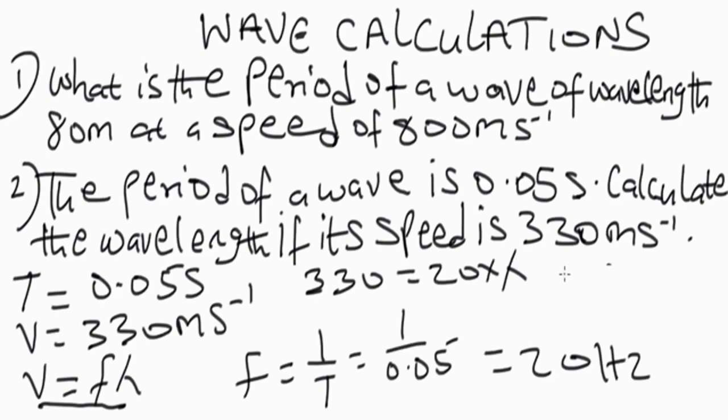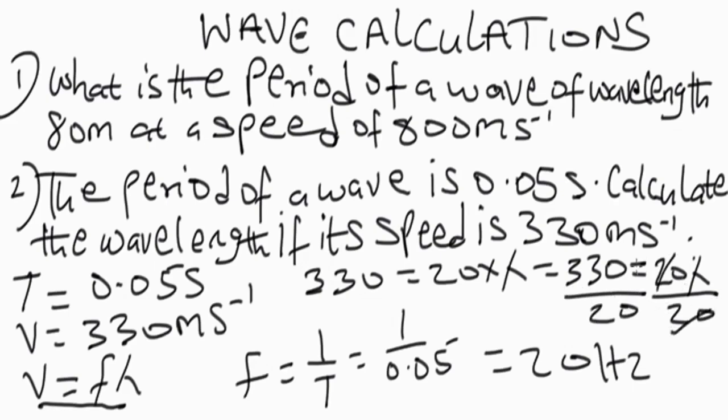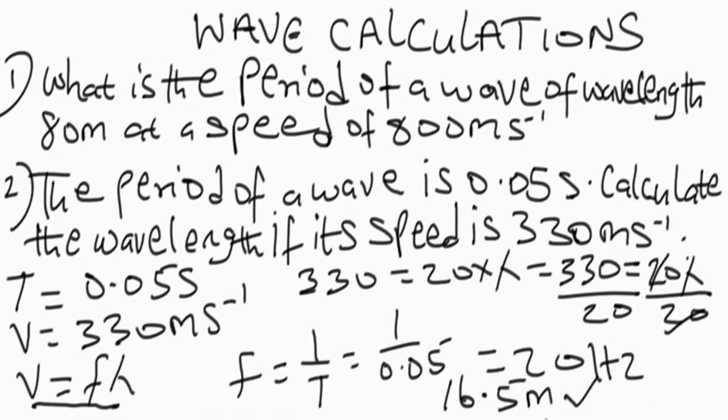So this is something like 330 equals 20 times wavelength. Divide both sides by 20. So 330 divided by 20 is going to give us 16.5 meters, and this will be the answer, 16.5 meters. Let's wipe this now and solve one more example, and after it we can call it a class.